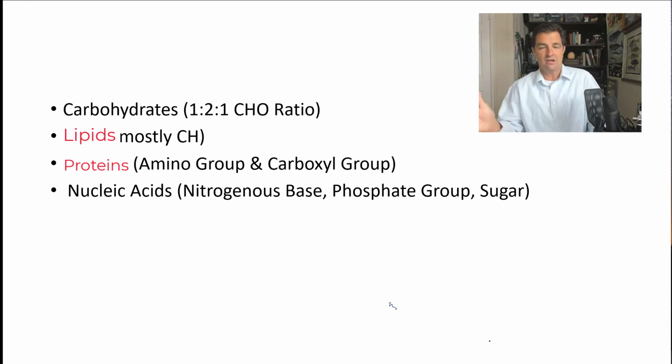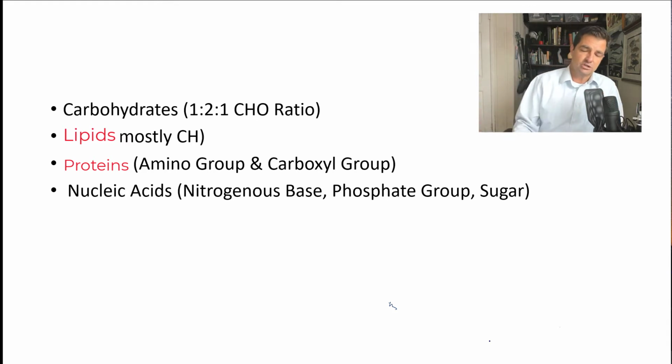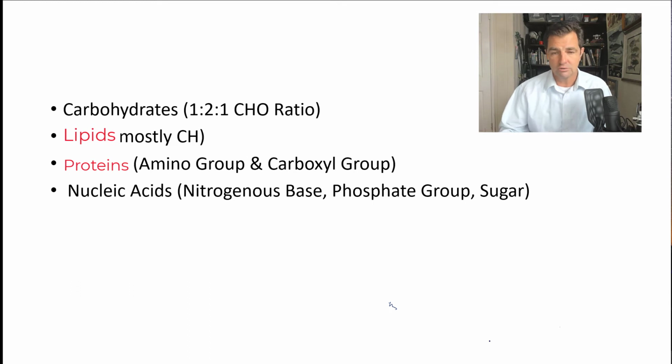Proteins are going to have an amino group and a carboxylic group, and also usually some other form of what we call an R group, which means various things could be attached to that point. And then nucleic acids, we'll go into more detail on these when we get to DNA much later on, but nucleic acids are going to have 3 components to them: a nitrogenous base, a phosphate group, and a sugar.